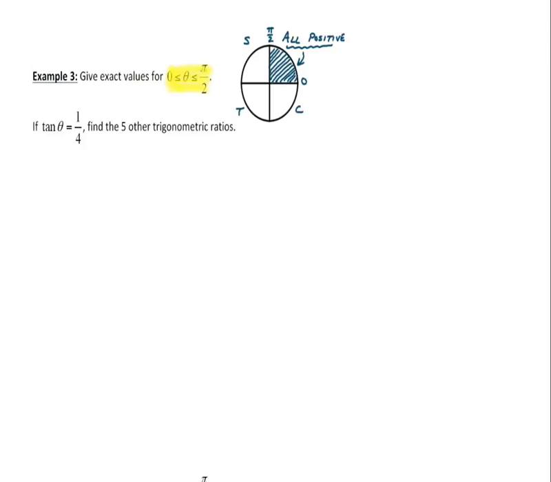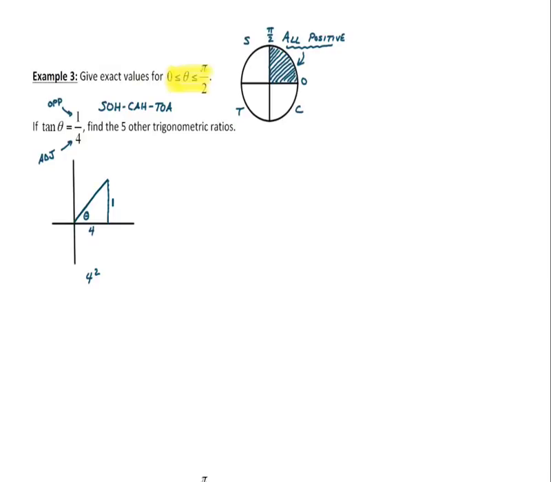So what I'm going to do here is draw a little reference triangle using the information I was given. If you remember SOHCAHTOA, that's how we approach this problem. Tangent of theta is 1/4, that was given to us. So I drew a little triangle here in quadrant 1 where theta is the reference angle. Tangent is the opposite side over the adjacent side. So if tangent is 1/4, I can say that the opposite side of theta is 1 and the adjacent side of theta is 4.